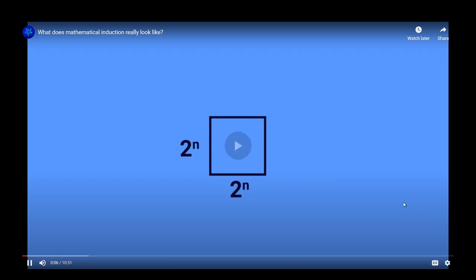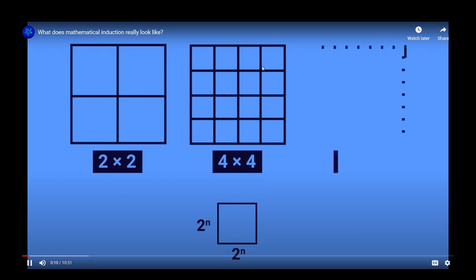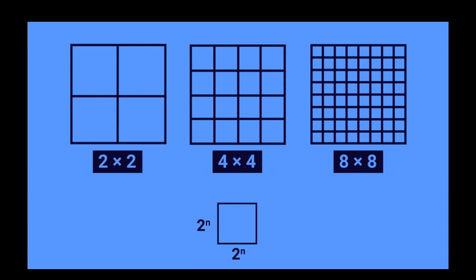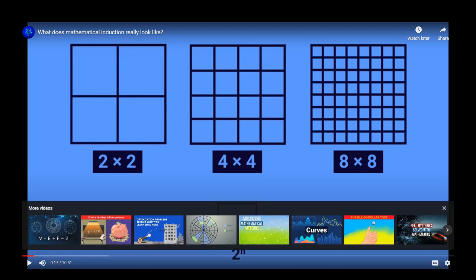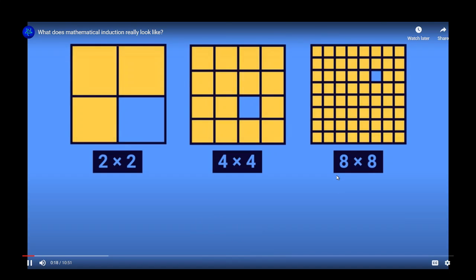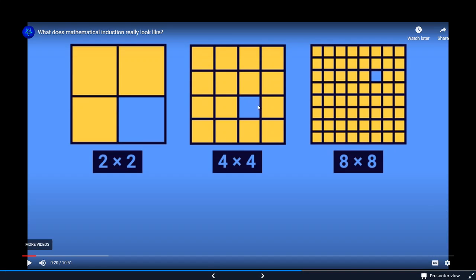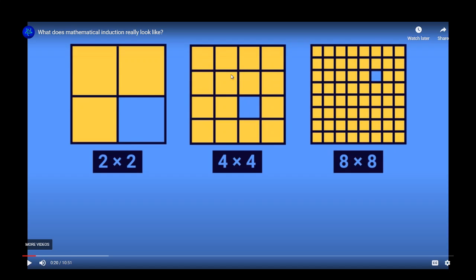So n could be greater than or equal to 1. So this could be a 2 by 2 grid, maybe 4 by 4, 8 by 8, or 256 by 256 or whatever. It could be any type of square. Now the question is whether you can cover all the squares except one square, any one square.